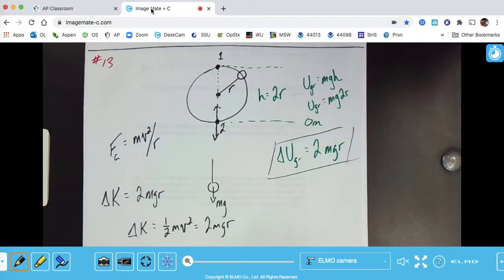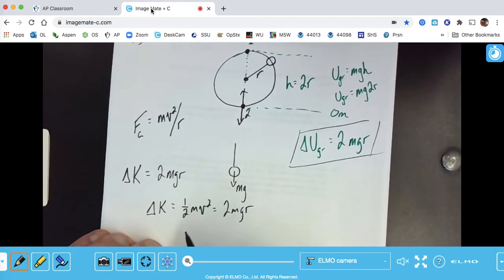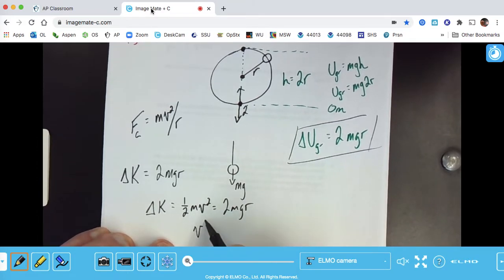All right, so let's multiply both sides by 2. I see fractions and I try to get rid of them. Right, so multiply by 2, and let's divide by m while we're at it. So I get v squared multiplied by 2 is 4gr.